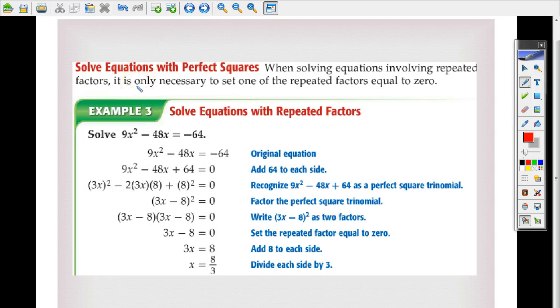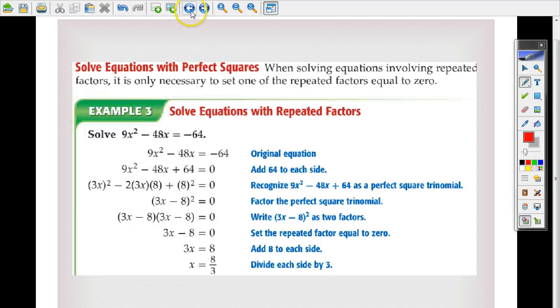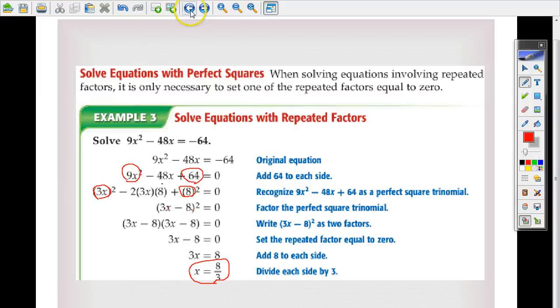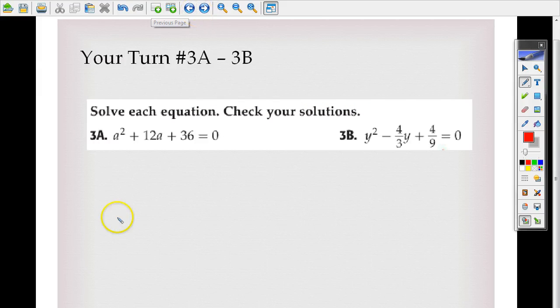Okay, welcome back. Solve equations with perfect squares. When solving equations, wait, we just did that one. Okay, so let's go on and do 3a and 3b. You're still factoring completely until you cannot factor anymore. This one asks you to solve for a, and this one you're solving for y.